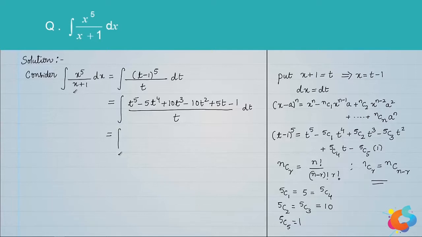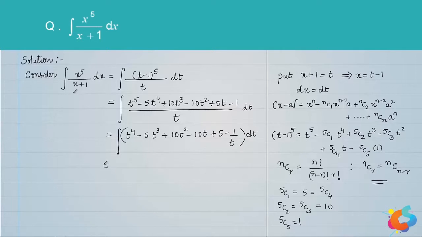So here we'll just split this. t to the power of 5 by t is t power 4, minus 5 t power 4 by t is t cube, plus 10 t cube by t is t square, minus 10 t square by t is 10t, plus 5 minus 1 by t.